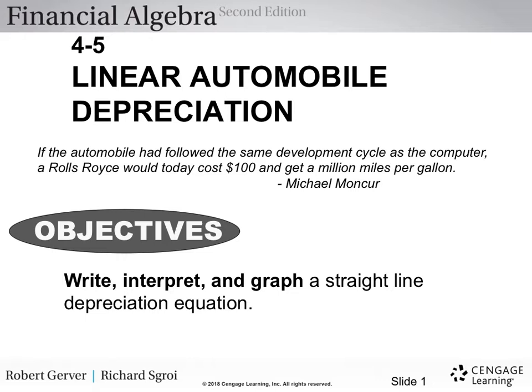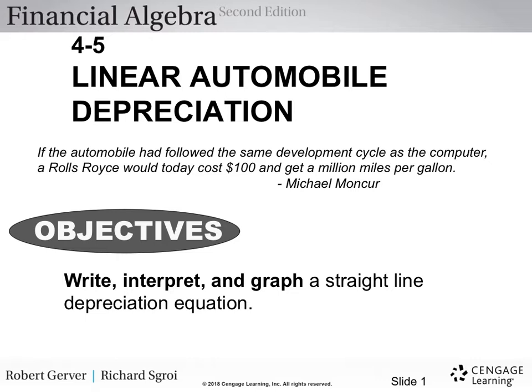The quote for this lesson is, "If the automobile had followed the same development cycle as the computer, a Rolls-Royce would today cost $100 and get 1,000,000 miles per gallon." This is a quote by a gentleman by the name of Michael Moncure.